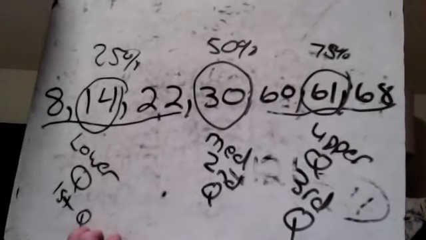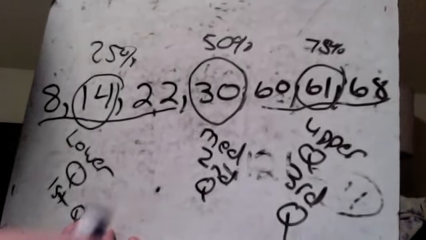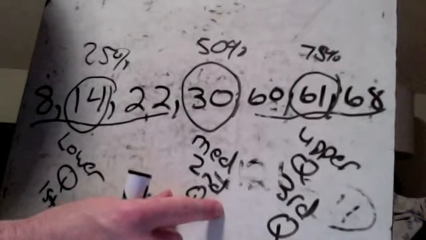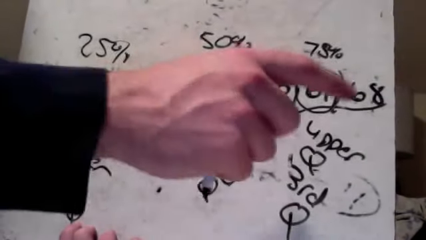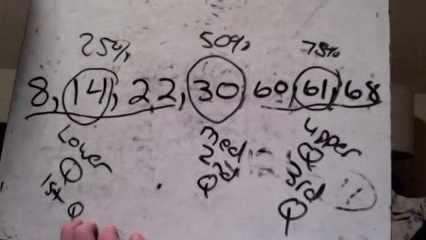So all you have to do to find the quartiles, first of all, find the simplest one, which is just the median, or the second quartile. And then look below that, look above that, and find the middle 2 numbers.